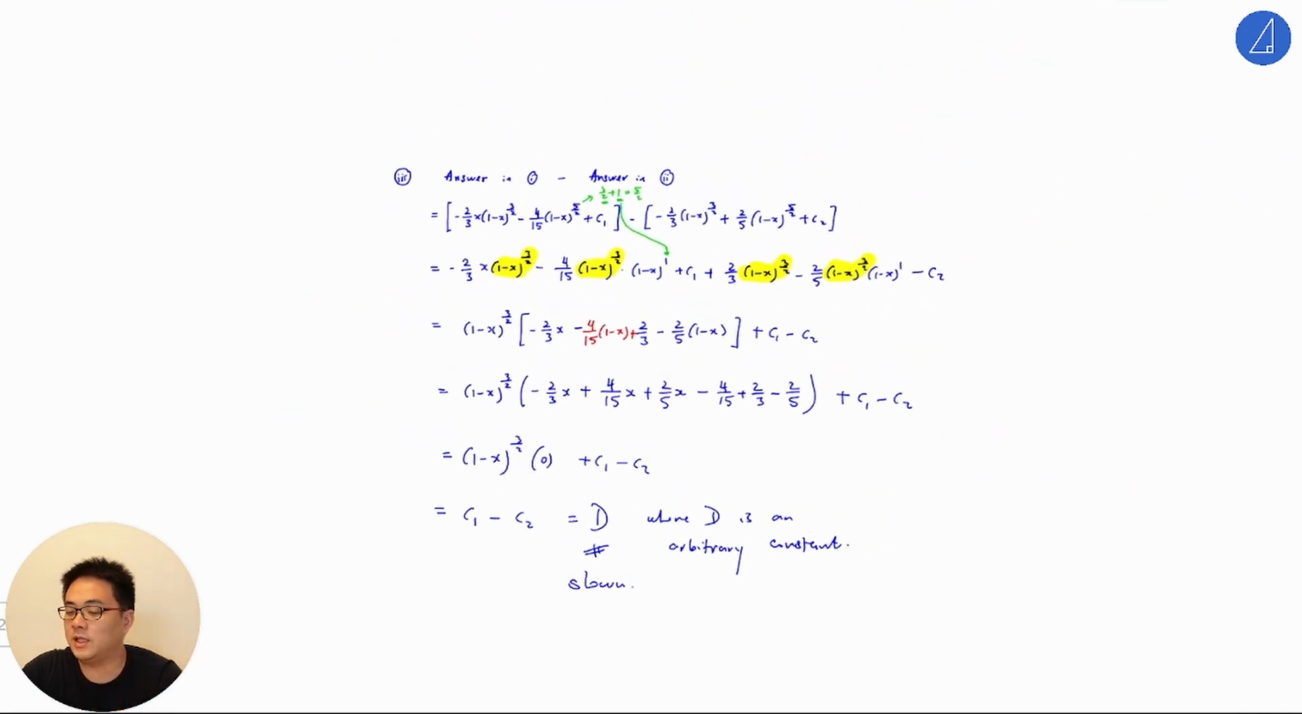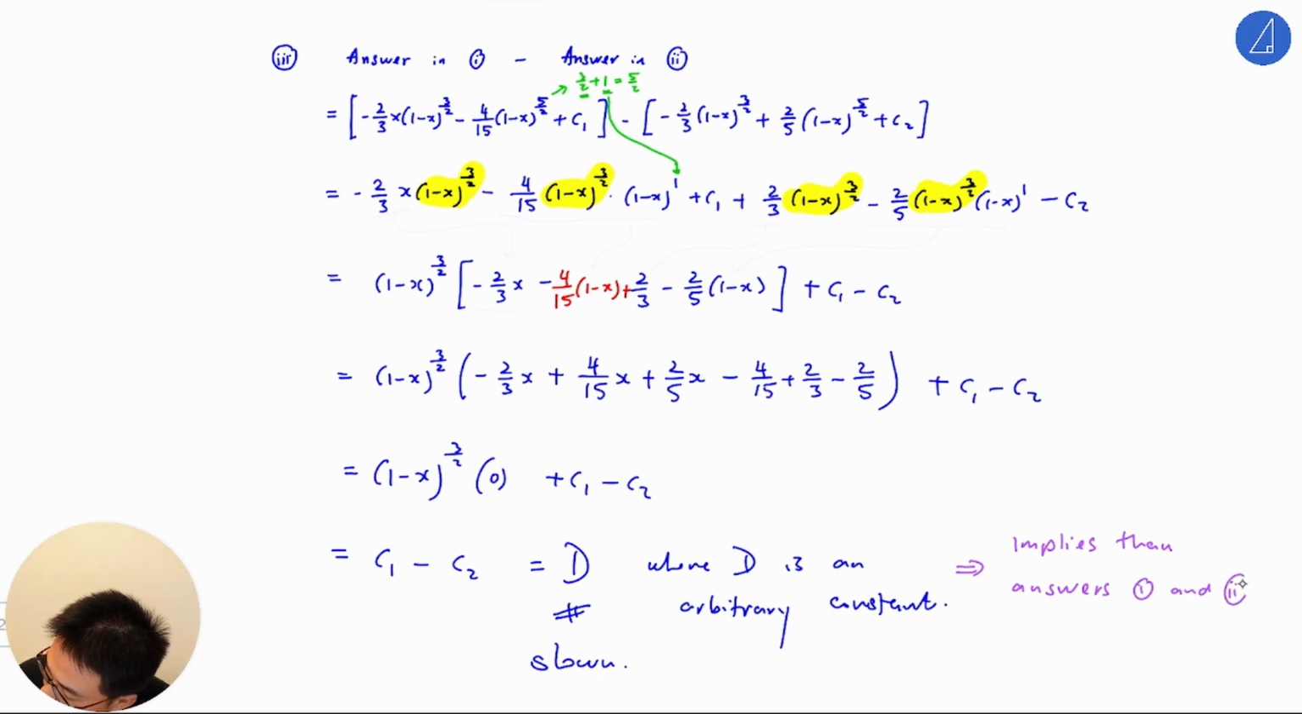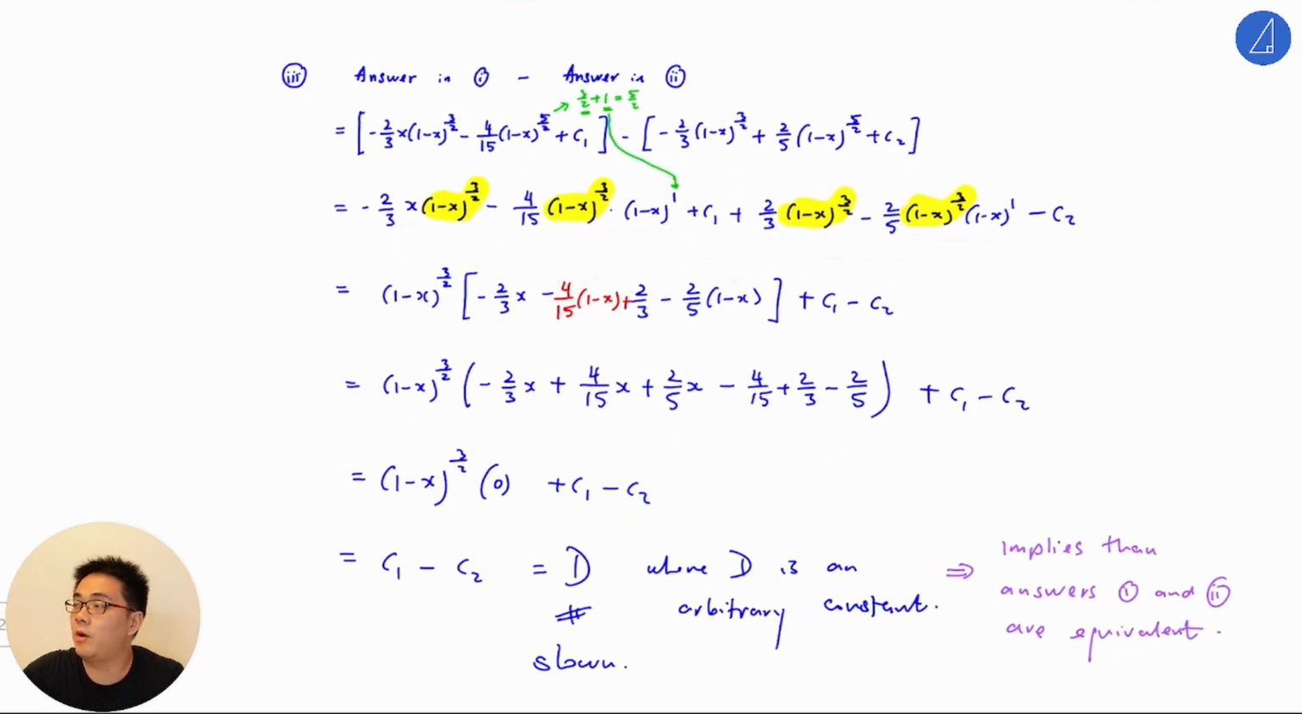If they ask you to explain the significance of this, you can just say that this implies the answers in 1 and 2 are equivalent. So if they ever ask, you know what to explain. Of course, this question they did not ask, but if they ever ask, then you will know how to explain.